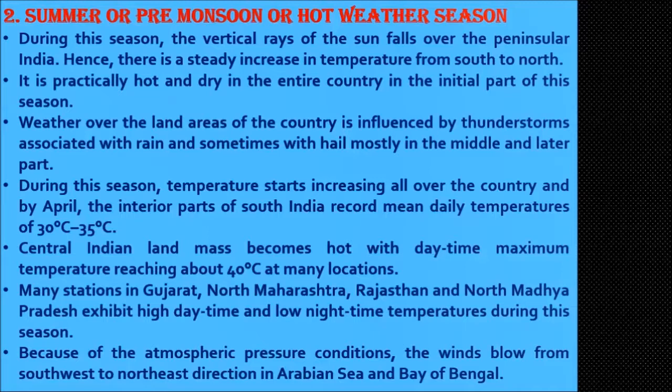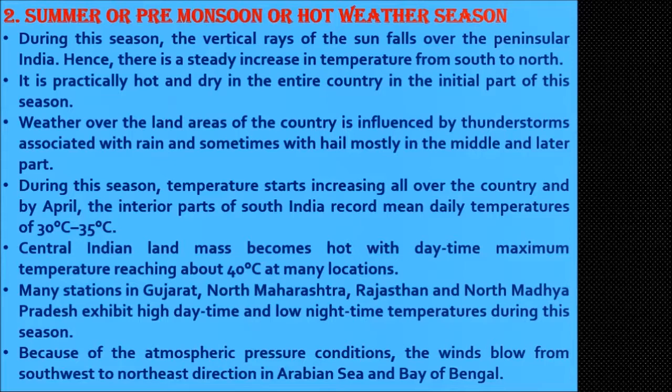So these are the places: Gujarat, North Maharashtra, Rajasthan and North Madhya Pradesh. These are the places where they exhibit high daytime and low nighttime temperatures. The nighttime is very short. Okay, for us, at 6 o'clock we will start our nighttime. The sun sets, but maybe there they will have daytime till 7 or 7:30. That is what high daytime means.